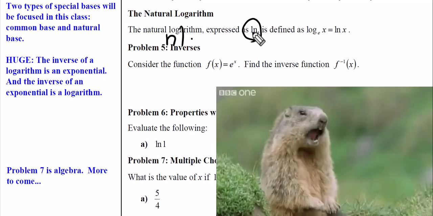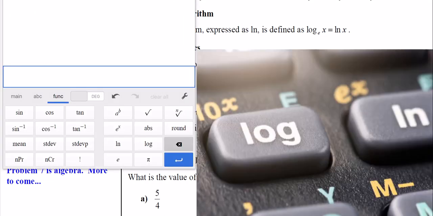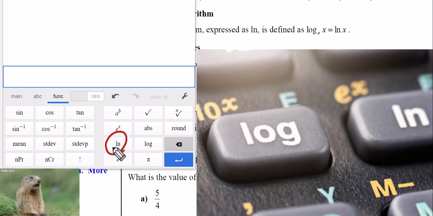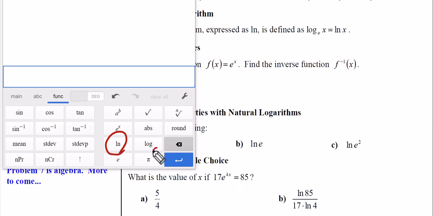Anyway, it's ln. When you look at your calculator, and for most of you that would be Desmos, there's ln. That's what that button does. So you know what the log button does now, right? That's base 10. Well, ln is log base e.